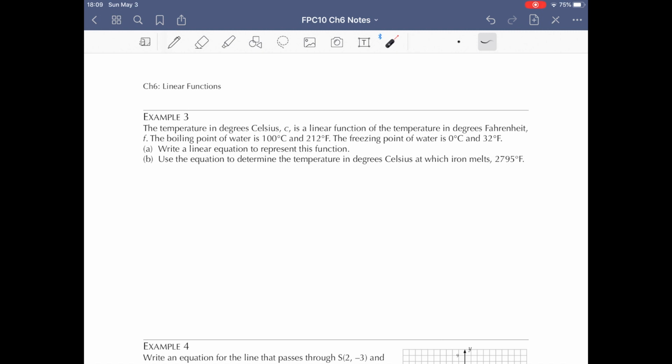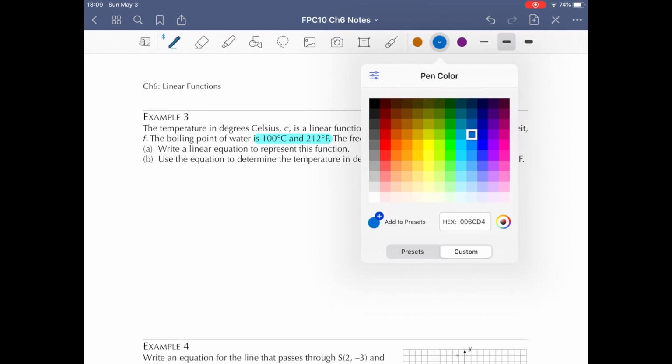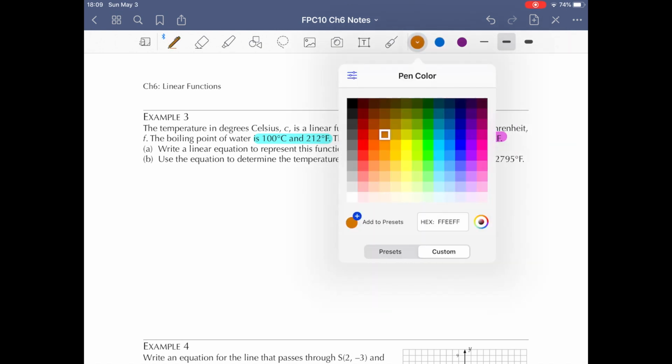All right. So what we have here is 2 points on a linear function. Our first point is at 100 degrees C, 212 Fahrenheit. Our second point is at 0 Celsius, 32 Fahrenheit. We have 2 points that make a line. We're going to build a graph for this, and we're going to take a look at that graph.